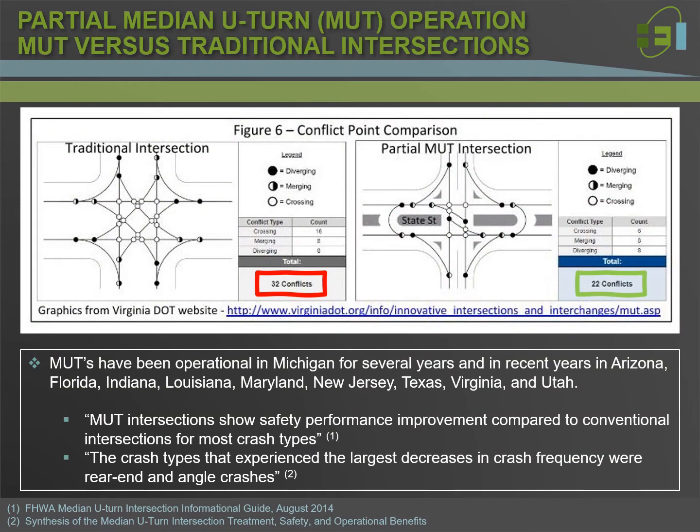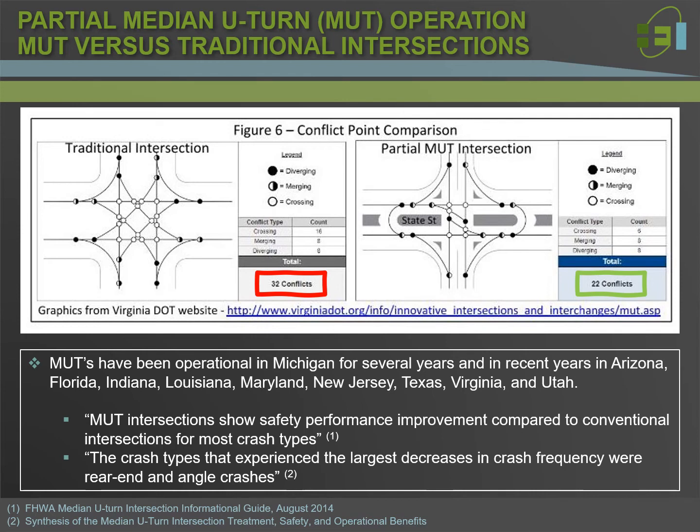One of the key benefits of the partial median U-turn is that the intersection design, as shown in Figure 6, reduces the number of vehicle conflict points from 32 to 22 by removing the direct left turn movements, which generally have the greatest crash severity. By reducing the left turn signal phase, that signal time is added to other phases, which in turn reduces queuing and improves traffic flow for all other movements.